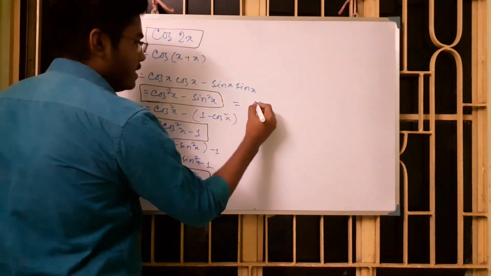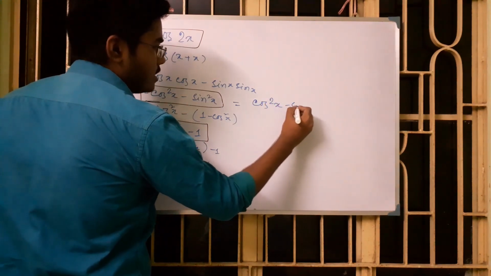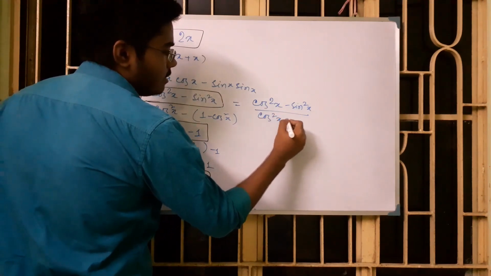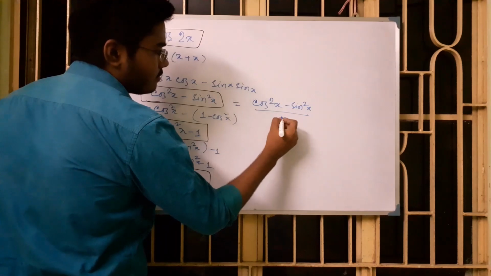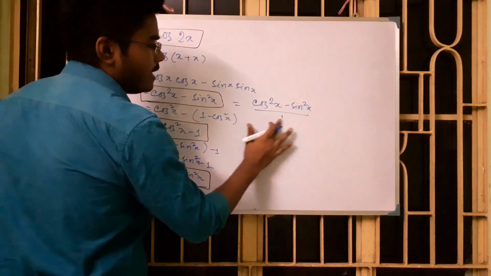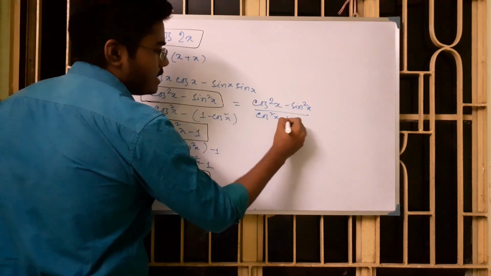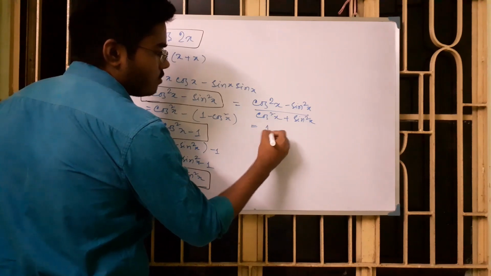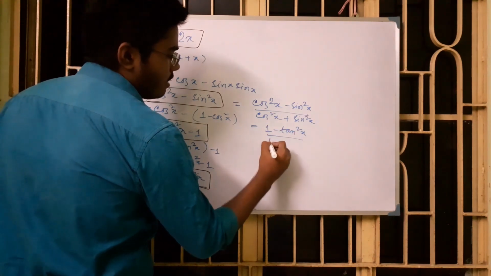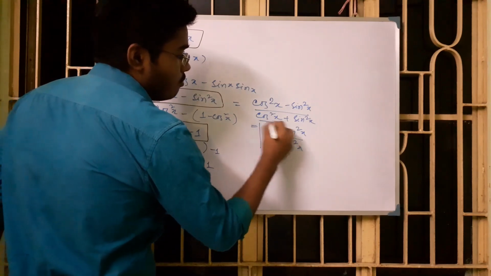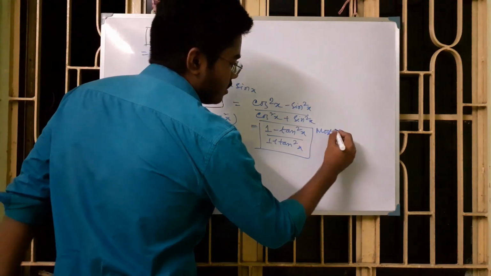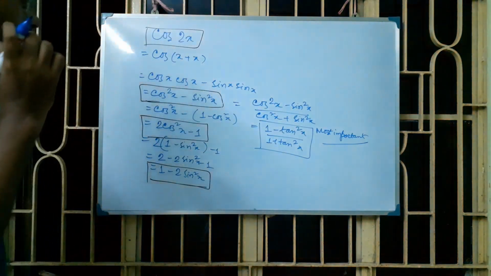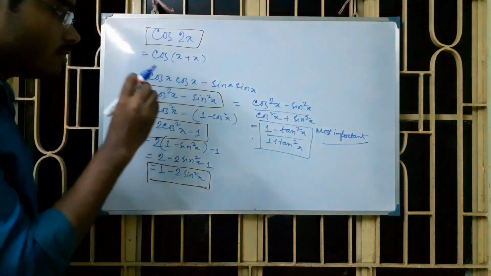Using this formula you can write it as cos square x minus sin square x. This is the formula of cos 2x using tangent. We are dividing by 1, and we can write 1 as cos square x plus sin square x, and divide numerator and denominator using cos square x. So (1 minus tan square x) upon (1 plus tan square x). This is the most important formula of cos 2x. Cos 2x is equal to this.